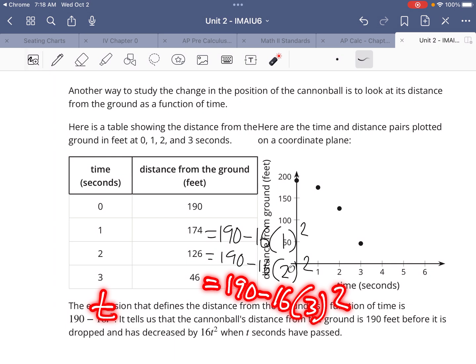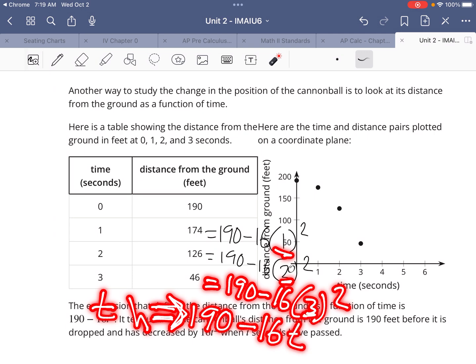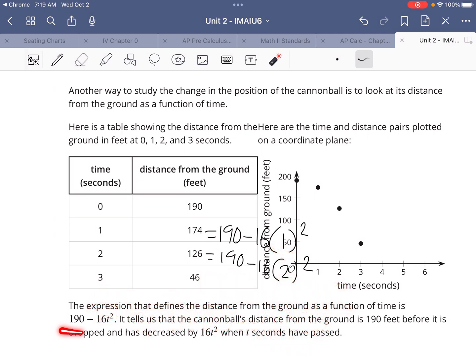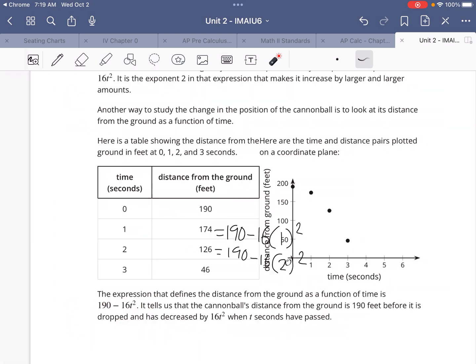And if we want to figure this out for t seconds, that would equal 190, well, the height from the ground would be 190 minus 16 times, well, not 1 second, not 2 seconds, not 3 seconds, t seconds. That's where this equation here comes from. The height from the ground is going to be the height that it starts from, minus whatever distance it's already traveled, which we already know is 16t squared.